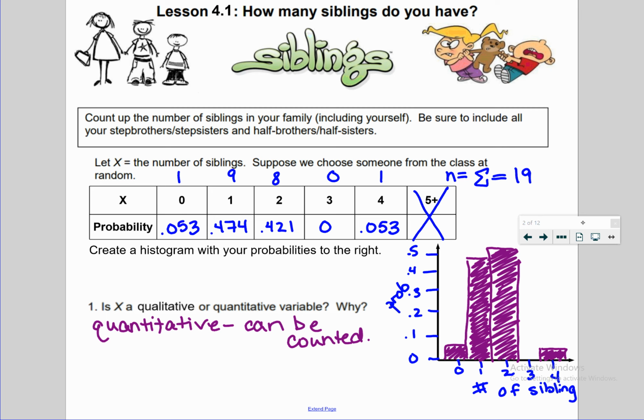Your bars should be touching because it's a histogram. We are graphing my x-axis, number of siblings. My y-axis is probabilities, or my other set of data.